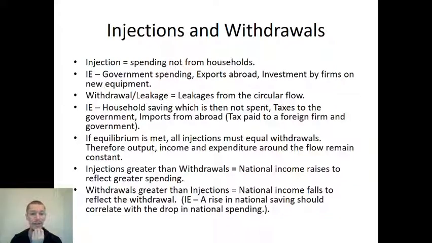If we have complete equilibrium in the economy, which we know never happens, but if we were going to have an equilibrium situation, all injections will equal all withdrawals. Okay, therefore, output, income, and expenditure around the flow remain constant. If you've got more injections than withdrawals, so more money in than money out, national income will rise to reflect greater spending. And if your withdrawals are greater than injections, your national income falls to reflect those withdrawals. And I put there, a rise in national saving should correlate with the drop in national spending. If every single person in Britain saves 20% of their income, however much their income is, that will correlate with the drop in spending relative.